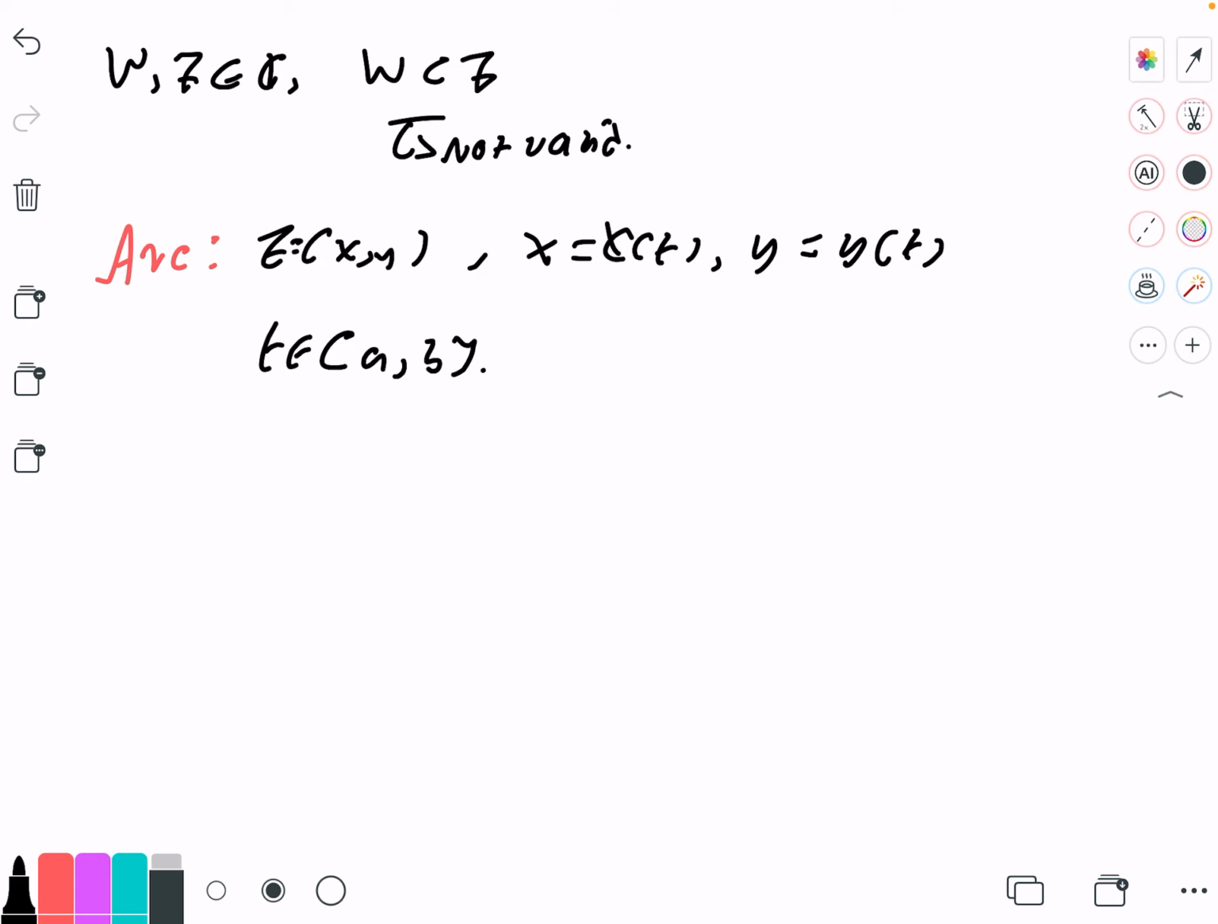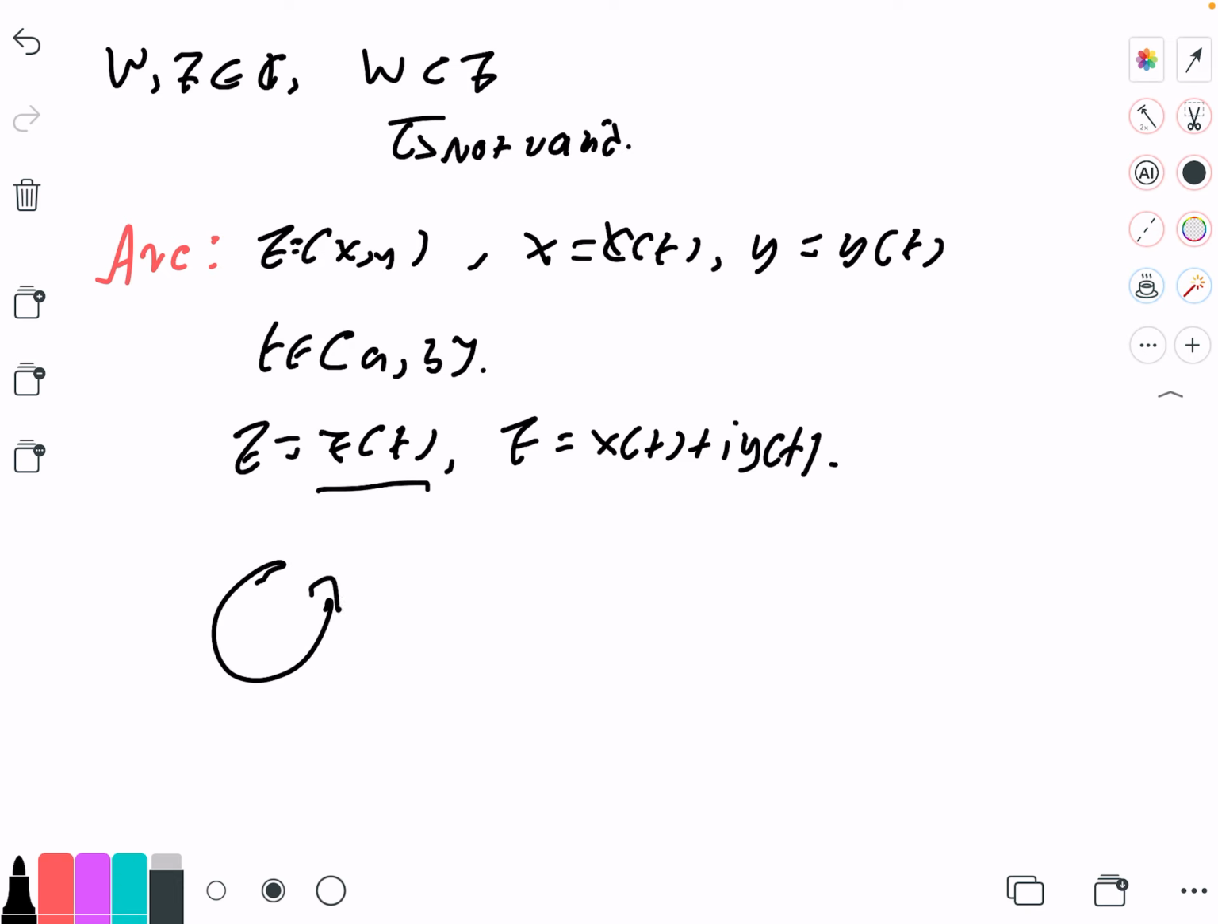So we can say z equals z of t, and we can write that z equals x of t plus i y of t. So in short, an arc is just a set which we can parameterize by this function. And it draws a curve like this or something.